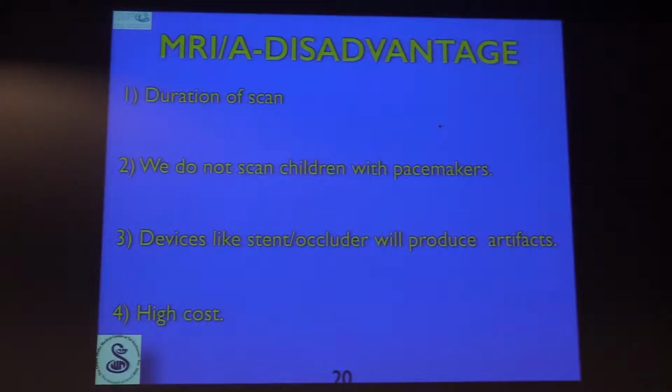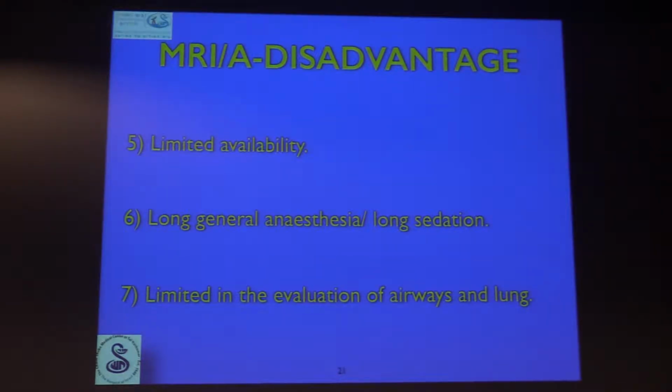So what are the disadvantages of MRI? Duration of scan. It takes a lot of time to position the patient and to start the localizing sequences. This should be taken into consideration, especially in a patient who is not stable. Spending time out of the intensive care unit might be dangerous for them. We do not scan children with a pacemaker. Devices like stents or occluders will produce artifacts. There is high cost and limited availability. We also need long general anesthesia or long sedation. It's limited in the evaluation of airways and lung.